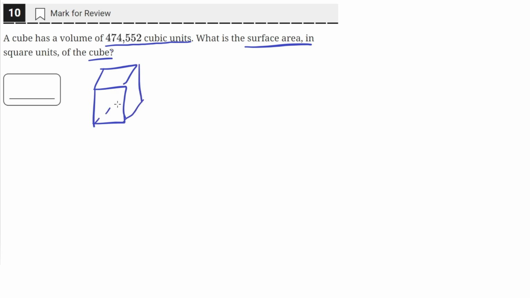Since it's a cube, it has all equal sides. The length of each side is equal. We'll say it's S. And the volume of this cube is this large number here. So the volume of this cube is 474,552 units.